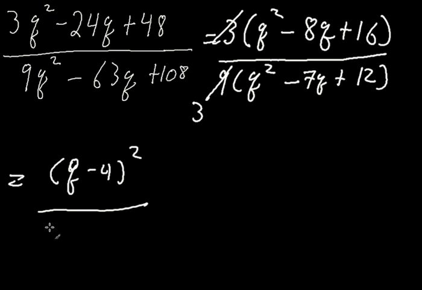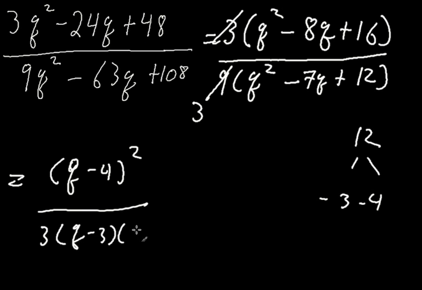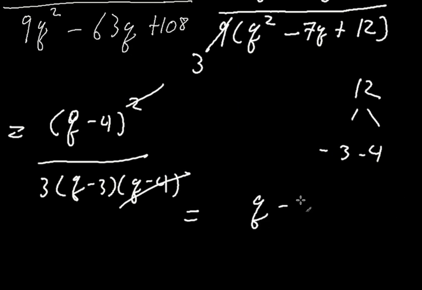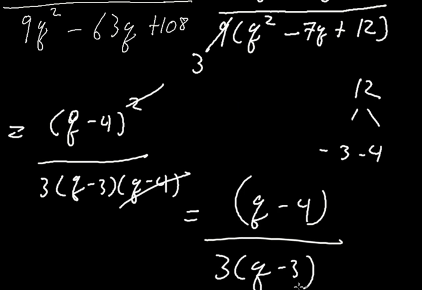And what can we do with this? I don't want to forget that 3. I have q squared minus 7q plus 12. Here I need to find the factors of 12, which add to 7. That's obviously 3 and 4. And if we make them both negative, that's going to work. So I have q minus 3, q minus 4, and that's what we're going to be able to cancel. So that's it. We have, for the final answer, q minus 4 for the numerator, and 3 times q minus 3. And that would be the final answer there.